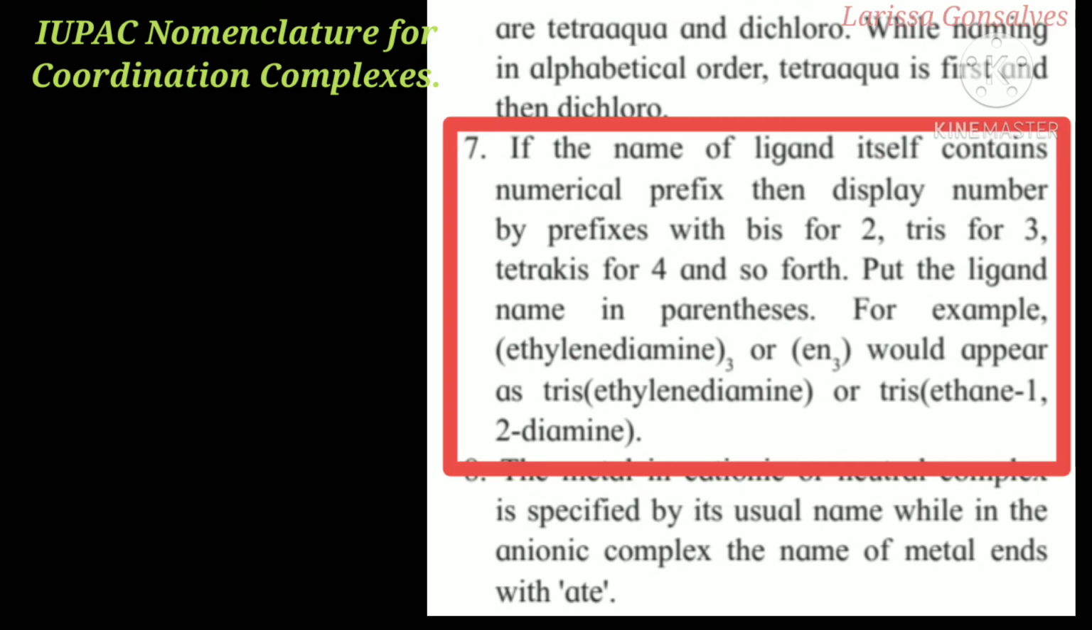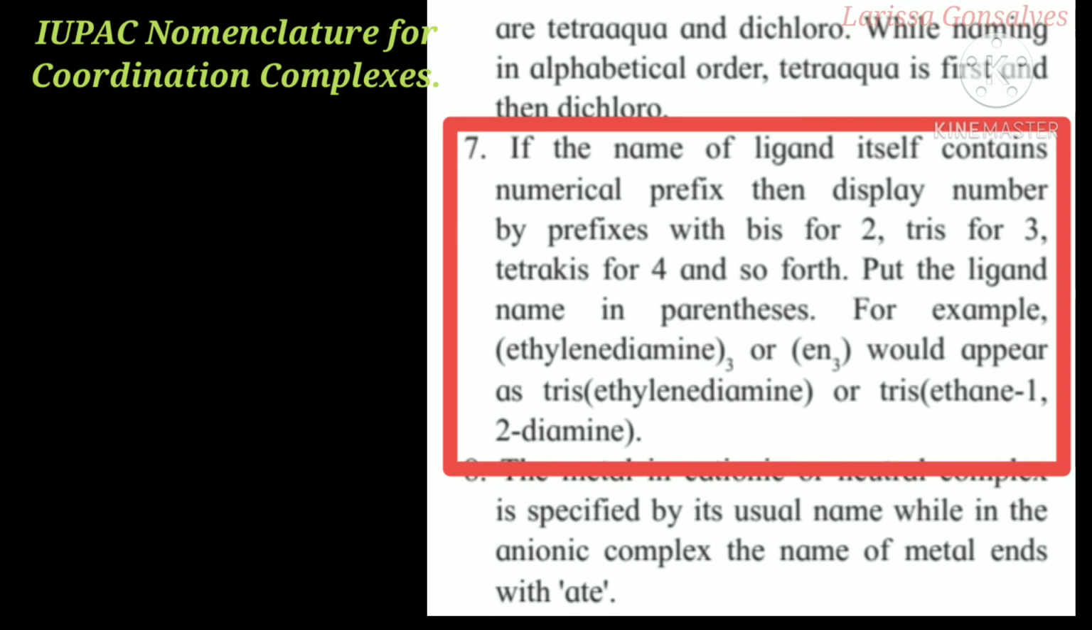The next rule is if the name of the ligand itself contains numerical prefix, then display number by prefix with bis for 2, tris for 3 and tetrakis for 4 and so on, and put the ligand name in parenthesis. So here are some examples given, that is ethylenediamine 3 times. Instead of writing ethylenediamine, you can also write it as en3 and it would appear as tris(ethylenediamine) or tris(ethane-1,2-diamine). So this is a chelate ligand which has a complex name.